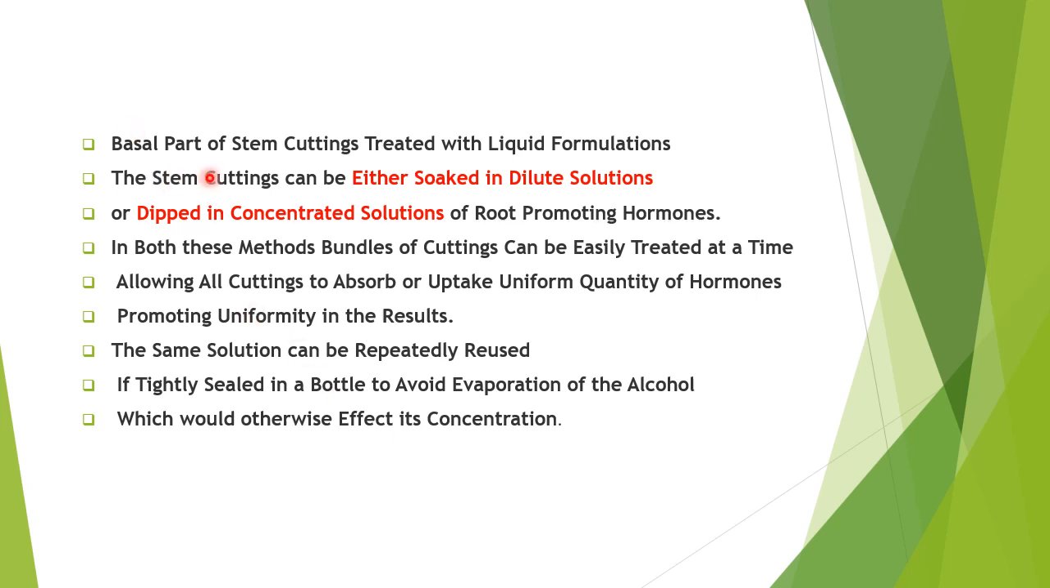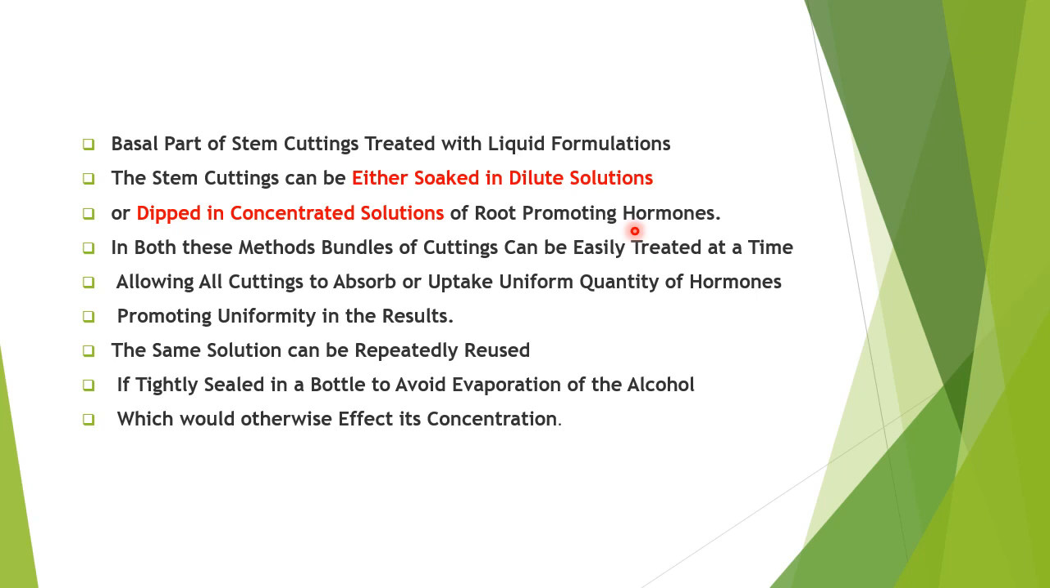The basal part of a stem cutting is treated with liquid formulations; the stem cuttings can be either soaked in dilute solutions or dipped in concentrated solutions of root promoting hormones. Depending upon the species, you know whether it is to be dipped or to be soaked.